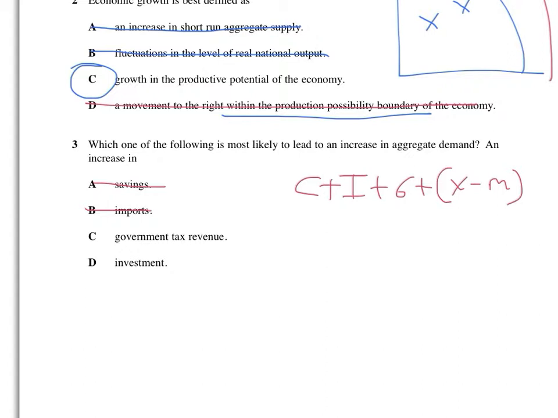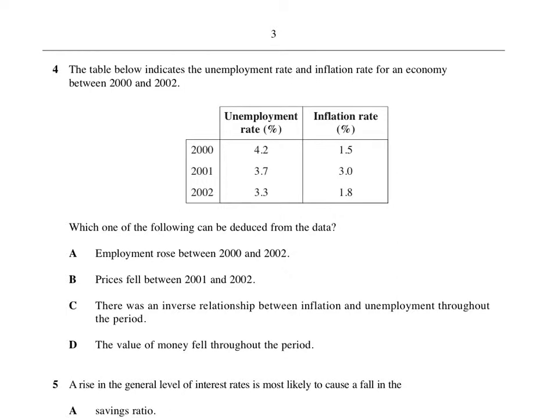Okay, government tax revenue. Now, if the government are getting more tax in, this means they're probably taxing people more, which means people don't have as much money, so AD would be going down. So that's wrong. So what's the obvious answer? It's going to be investment, because investment is part of AD.